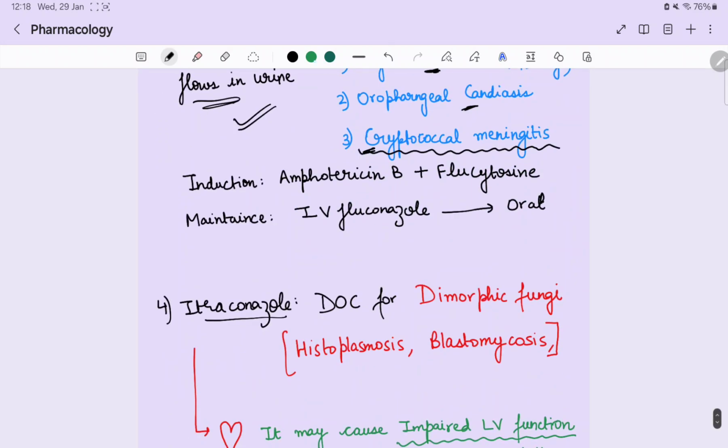Now a very important question, a PYQ. What is the treatment of choice for cryptococcal meningitis? There are two phases, induction phase and maintenance phase. For induction phase, you have amphotericin B plus flucytosine. And for maintenance phase, first you have to start with IV fluconazole, then convert into oral fluconazole.